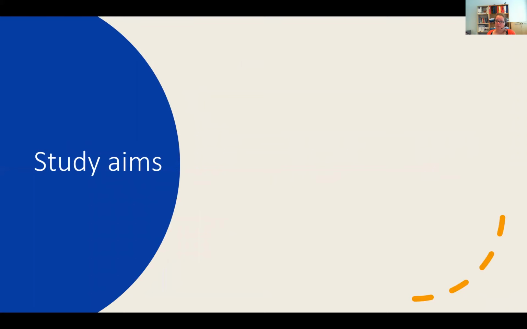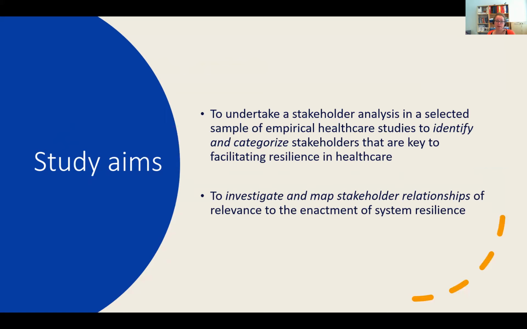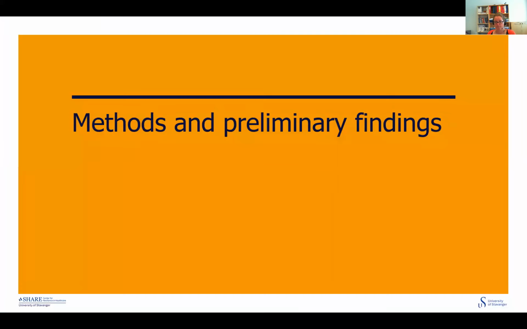The aim of our study is to undertake a stakeholder analysis in a selected sample of empirical healthcare studies to identify and categorize stakeholders that are key to facilitating resilience in healthcare, and also to investigate and map stakeholder relationships of relevance to the enactment of system resilience. What I really want to do for the rest of this presentation is to focus on how we are conducting our stakeholder analysis. I'm also going to present some very preliminary findings from what we've done so far.